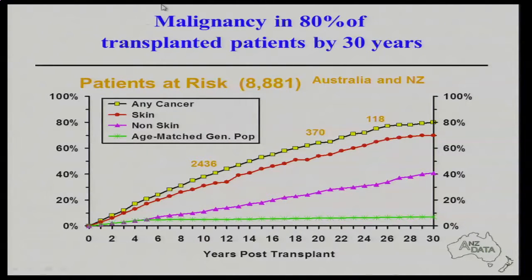And this is just showing you that after 30 years of immunosuppression, 80% of patients with renal transplants will have some form of cancer. This is the general population. And a lot of that cancer is skin cancer. And we know that mTOR inhibitors can reduce that risk, and so we are probably going to start to see an impact of that, hopefully, as time goes on.